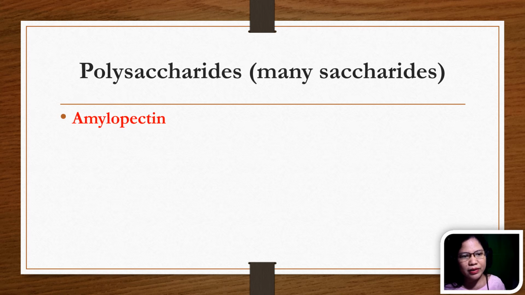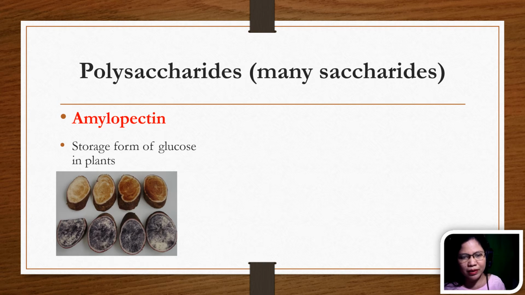Okay, the next saccharide is amylopectin. So when I say amylopectin, this is also a storage form of glucose in plants. Now, what's the function of amylopectin, or what is pectin all about? Okay, usually pectin is a component of the cell wall. Okay, component of the cell walls of plants that would help give them physical strength and also serves as a barrier to prevent them from the outside environment.